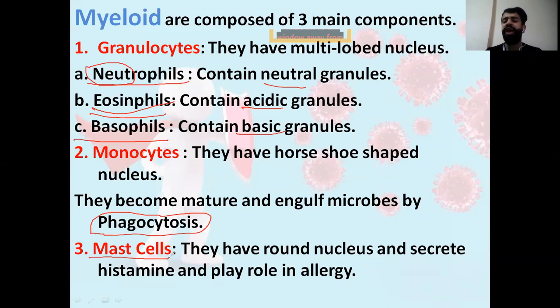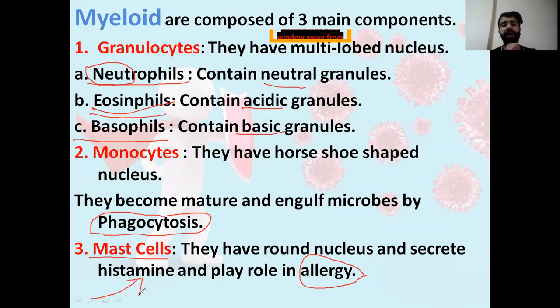Mast cells. This is a new one, the mast cells. Mast cells have a round nucleus and they secrete histamine. This has a role in allergy. So the mast cells work in the case of allergy by secreting their histamine. So this is the mast cell.